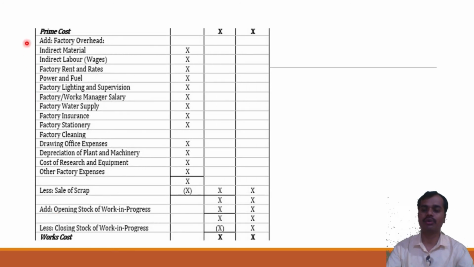After getting the prime cost, you have to add factory overheads. Factory overheads include indirect material, indirect labor, factory rent, rates, power and fuel, factory lighting and so on. After adding all these factory overheads, you have to less sale of scrap if it is available. Then you have to add opening stock of work in progress, and from that you have to less closing stock of work in progress. Then you will get works cost.